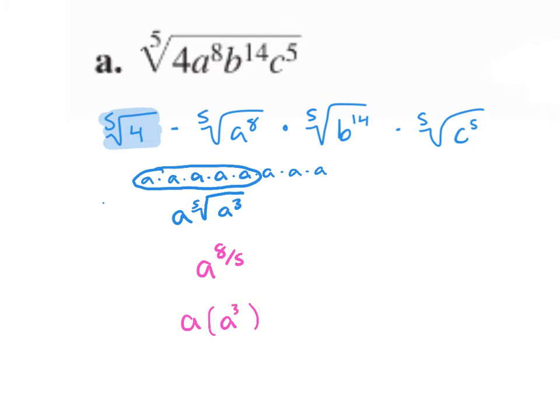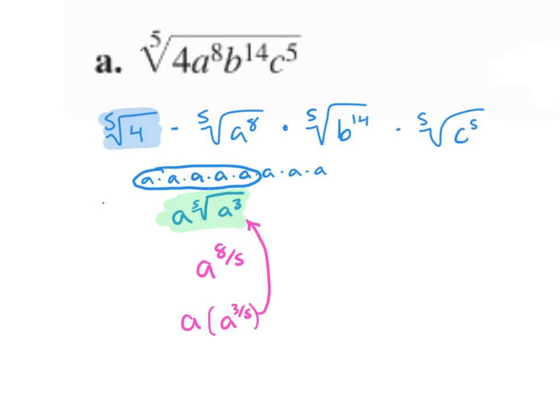So it would be a to the 3 over 5, which is the same thing when we change it back to radical form as this. So again, you can divide these, and whatever your remainder is gets left on the inside. So this is our simplified form here.